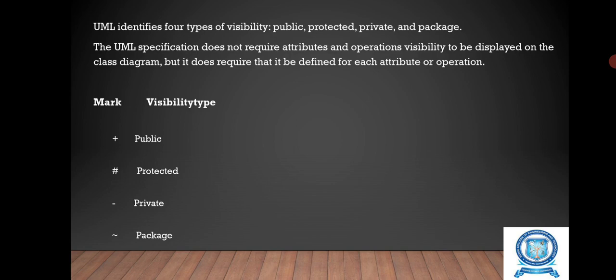The UML identifies four types of visibility, that is public, protected, private, and package. The UML specification does not require the attributes and operations visibility to be displayed on the class diagram, but it does require that it be defined for each attribute or operation. So these are the marks and visibility types. The plus sign is given for public visibility, the hash sign for protected visibility, the minus sign for private visibility, and the tilde sign for package.